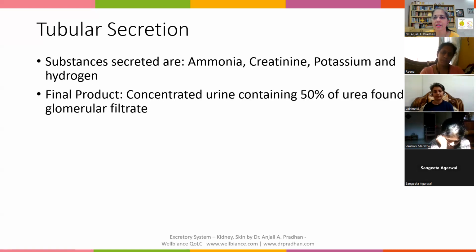And final product is, अल्ट्रा फिल्ट्रेशन के बाद फाइनल प्रोडक्ट जो है, सॉरी अल्ट्रा फिल्ट्रेशन तो ऊपर आता है, यहाँ पे जो आता है वो यूरिन फॉर्म होता है. कॉन्सेंट्रेटेड यूरिन कंटेनिंग 50% ऑफ यूरिया फाउंड इन ग्लोमेरुलर फिल्टर.